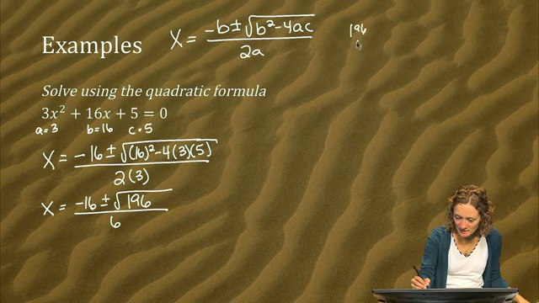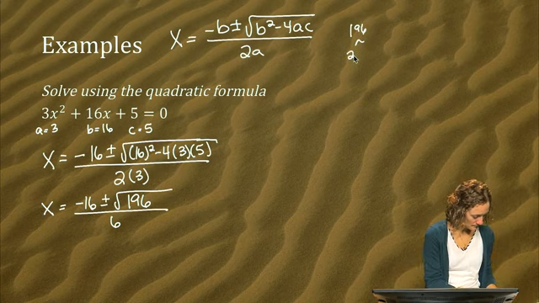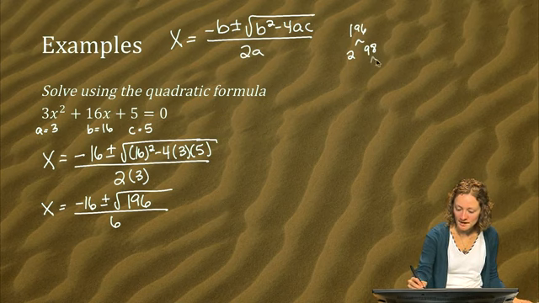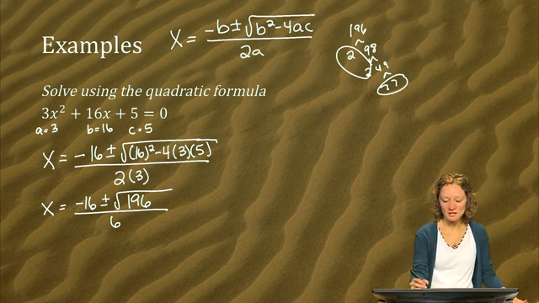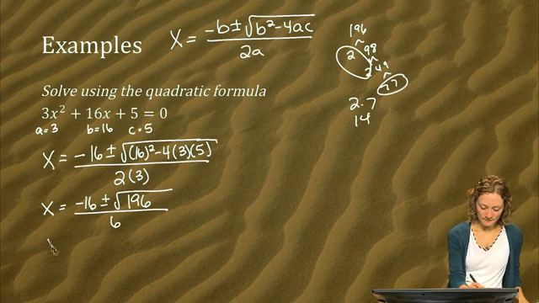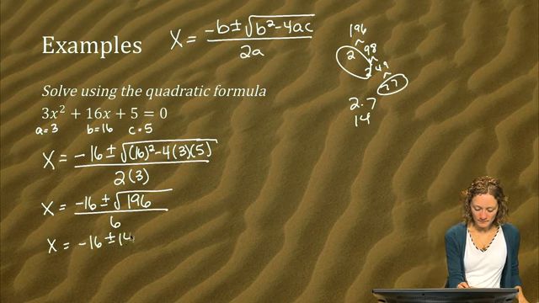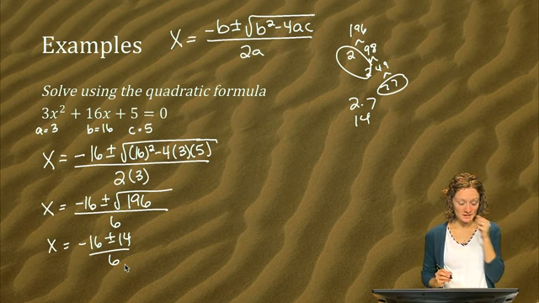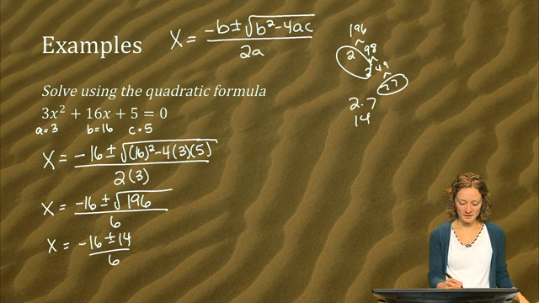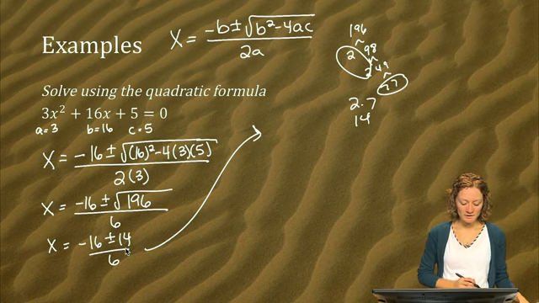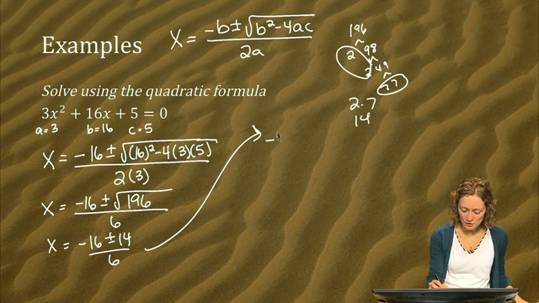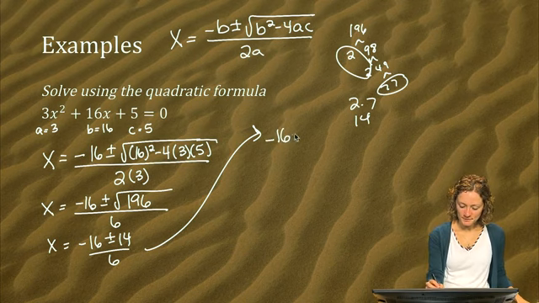Or you could take that 196 and break it down. 2 and 98. 98 breaks down to 2 and 49. 49 to 7 and 7. So you have a pair of 2s and a pair of 7s, which essentially give you 14. So we have negative 16 plus or minus 14 all over 6. And we actually can keep going with this one. Because there are numbers, it's not a radical. Oftentimes we're left with a radical stuck with the 14. We can separate them and get two clearer solutions.